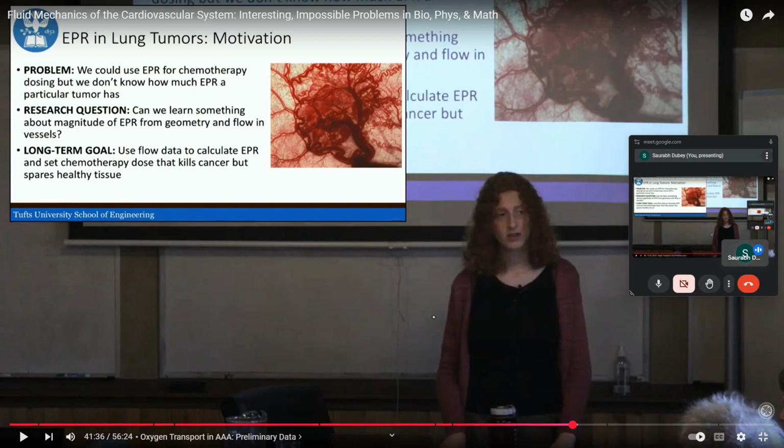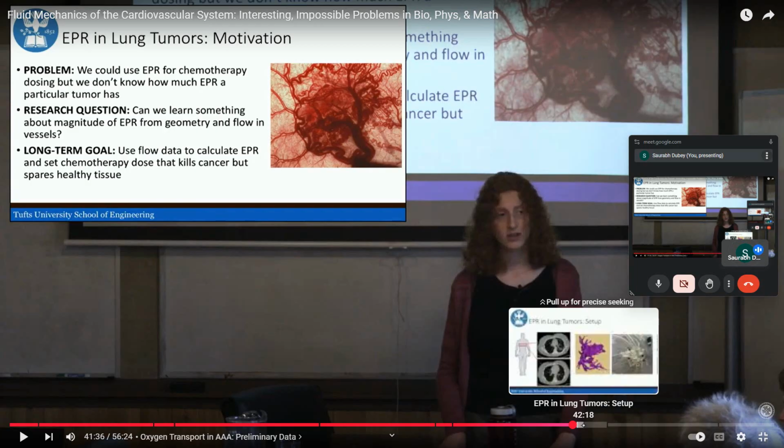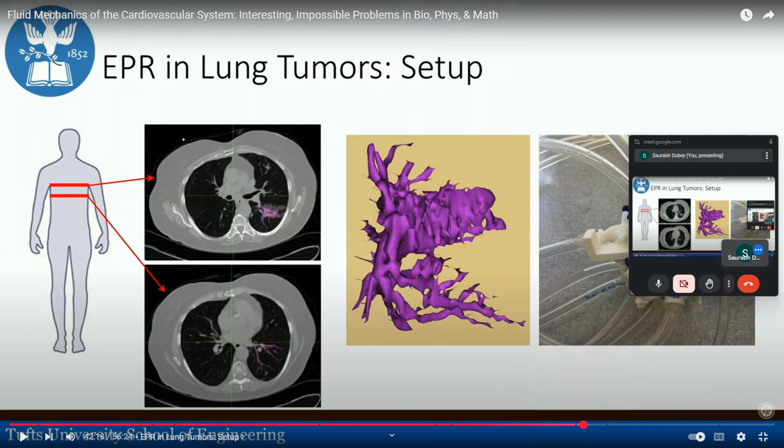know how much EPR a particular tumor has. So can we learn something about the magnitude of EPR from the geometry and the flow in the vessel? Use flow data to calculate EPR and set a chemotherapy dose that kills cancer but spares healthy tissues. So don't kill the healthy ones. So these were the sections. You see how these sections have been taken.